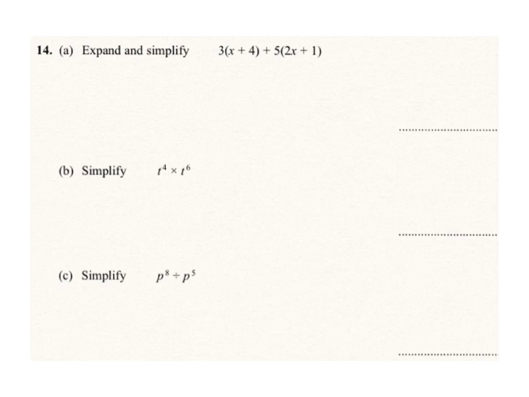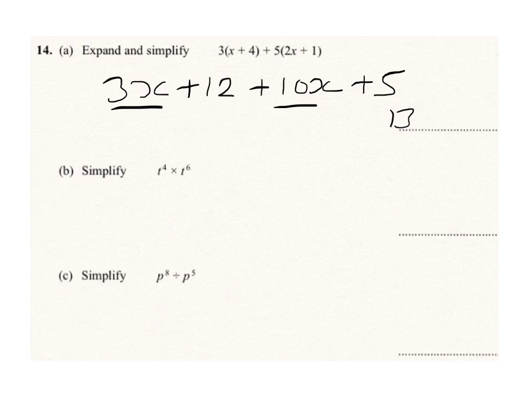So expand your brackets, so you get 3 times x plus 3 times 4, which is 12, you get 5 times 2x, which is 10x, 5 times 1, which is 5. So 3x and 10x is 13x, 12 and 5 is 17.